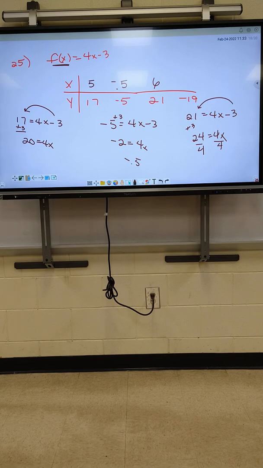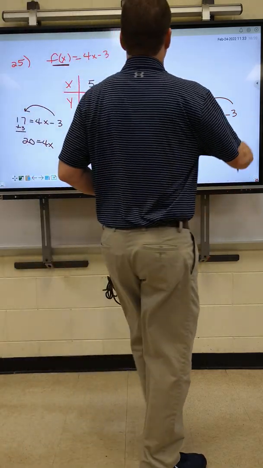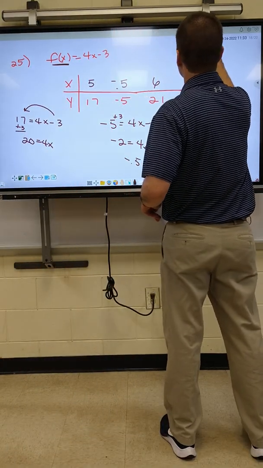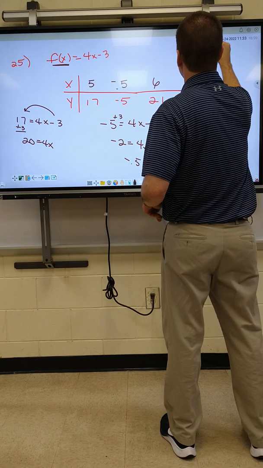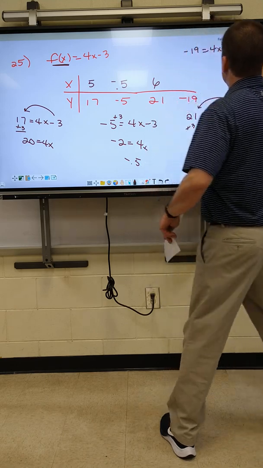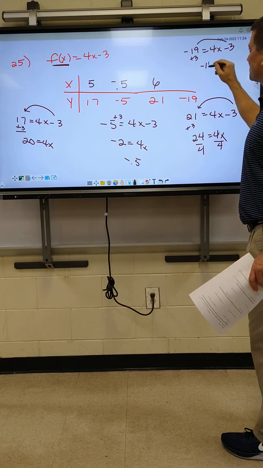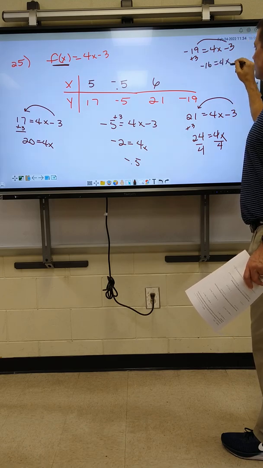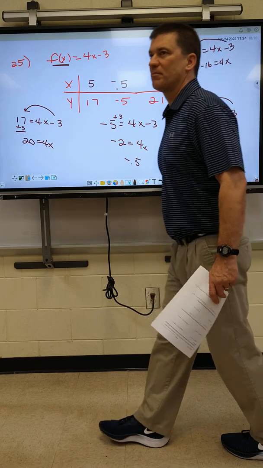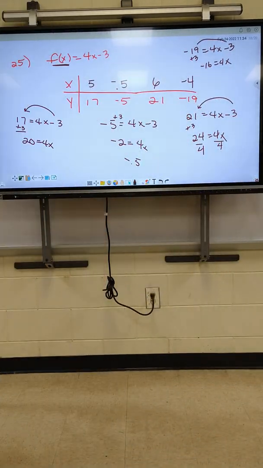Whoa, I'm hearing different answers. -4. I got one. All right, let's try it and see. We take -3 and move it over. That's a +3. Y'all should have -16. Divide by 4. So the answer is -4. Yeah, I told you, I got it right.